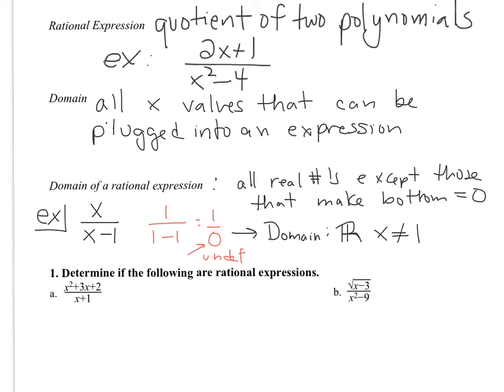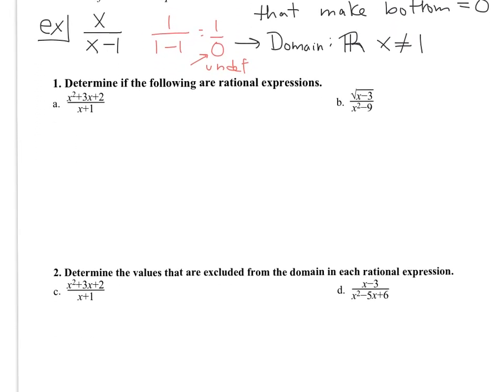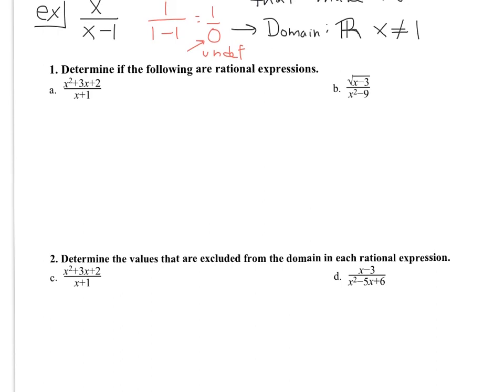Okay, so let's look at some examples here. We want to determine if the following are rational expressions. Now we said rational expressions are simply going to be quotients of two polynomials. So really all we have to look for are these polynomials. Well, this is a polynomial and this is a polynomial because it's just powers and sums and signs of different numbers and variables. So these are both polynomials. So we say yes, it is rational.